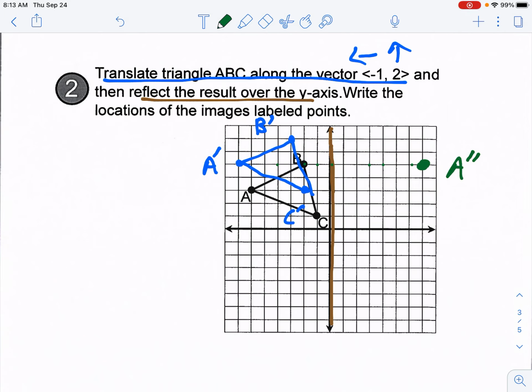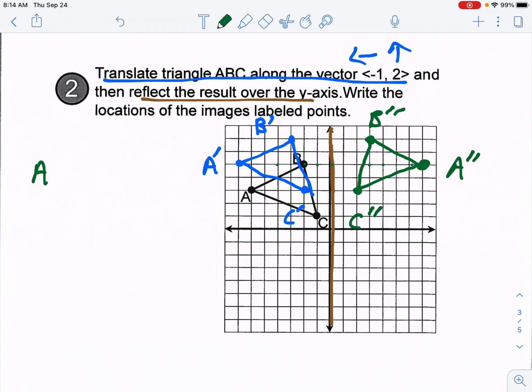A double prime. Let's do B. B is 1, 2, 3 away from the reflection line. So let's go 1, 2, 3 to the other side. And let's call it B double prime. Let's move our C 1, 2 away from the line. So 1, 2 away. Let's call it C double prime. And our triangle has flipped over the y-axis.